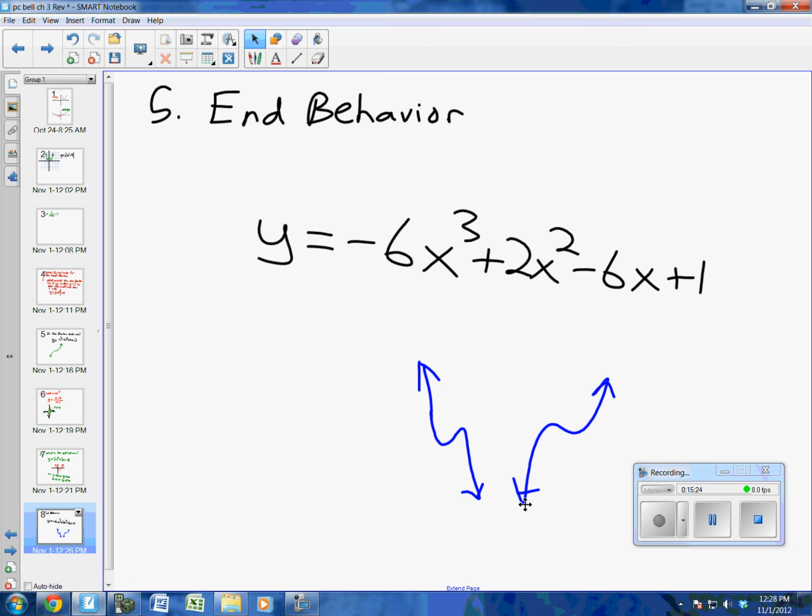Guys, remember, if this power right here is odd, then it's going up one way and down the other way, okay? If it's even, it's going both up or both down. And then the coefficient, if it's positive, it tells you it's going in one direction. If it's negative, it goes in the other direction. You guys know a parabola opens up if it's a positive coefficient, right? Opens down if it's a negative coefficient. And the normal way for a cubic function to open up is up to the right and down to the left. So if it's negative, it's going to go opposite of that.